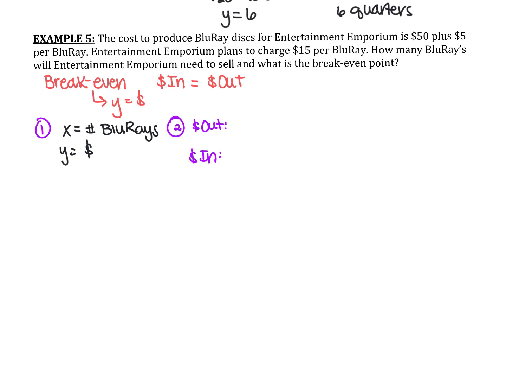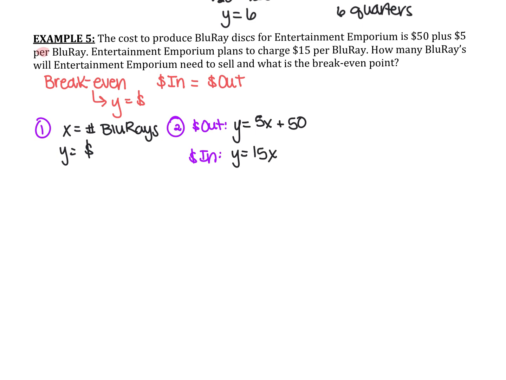Do you see that key phrase in there? Do you see the word per? It's a slope problem. It's a y equals mx plus b. So we get y equals the money that's going out. We have to pay $5 per Blu-ray plus a $50 fee. That doesn't change. That's like my starting point. So the money that's going out is y equals 5x plus 50. Now the money that's coming in, if you're charging $15 per Blu-ray, that's how much money's coming in.